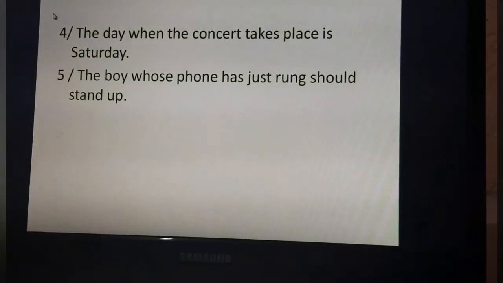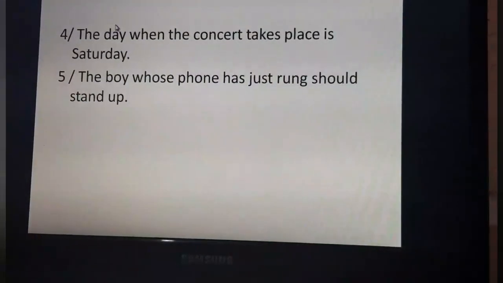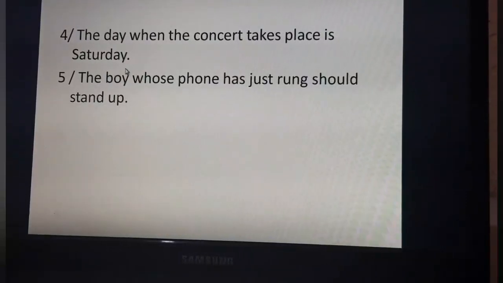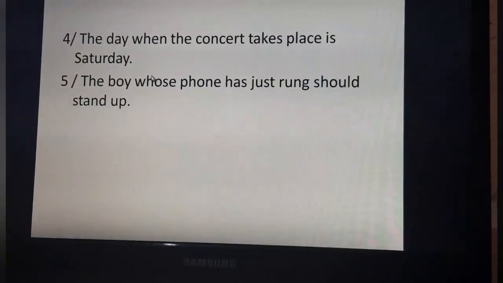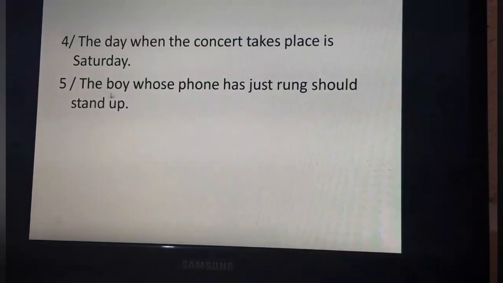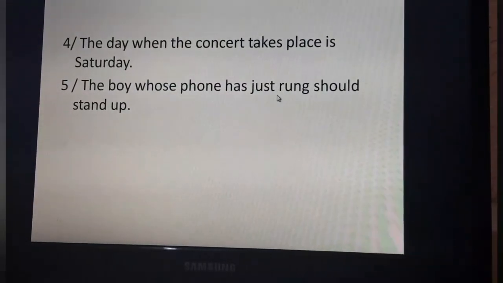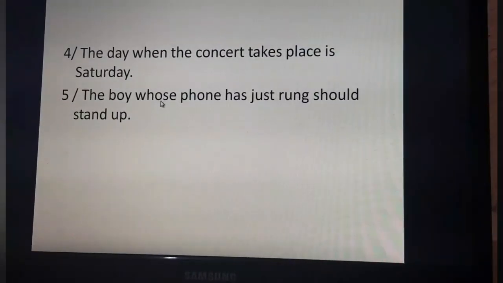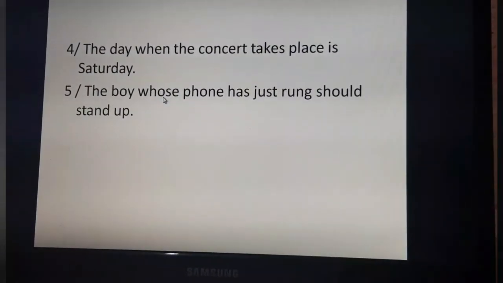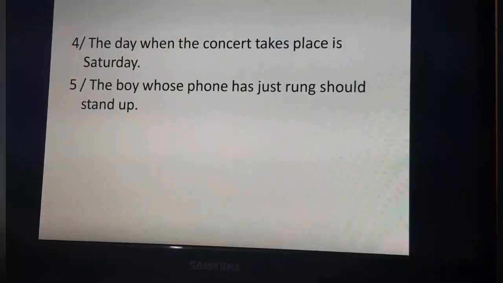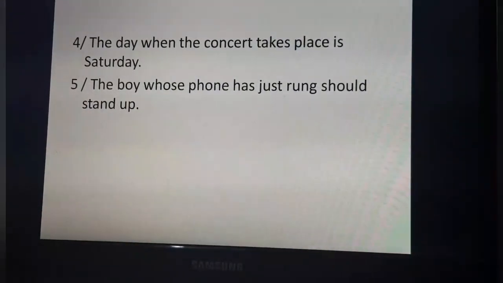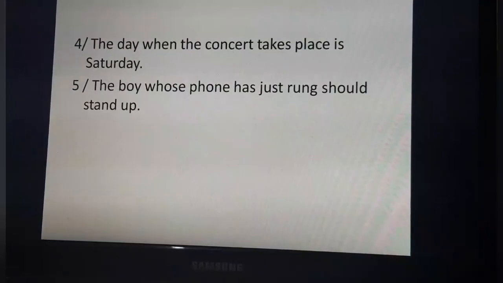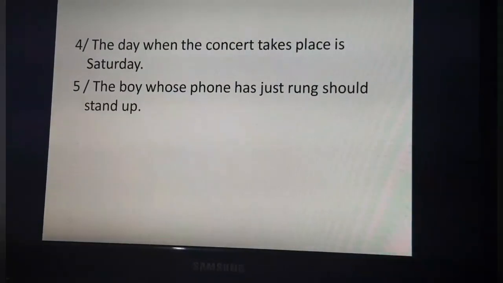Okay, example number 5. The boy whose phone has just rang should stand up. The relative pronoun here is whose. So whose is different from other relative pronouns because it refers to possession. Possession, la possession هي الملكية.